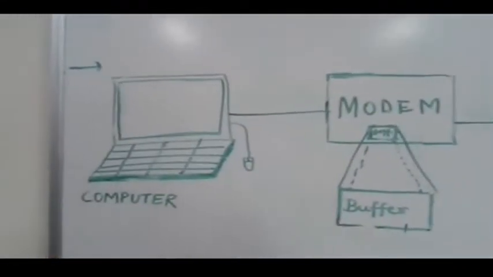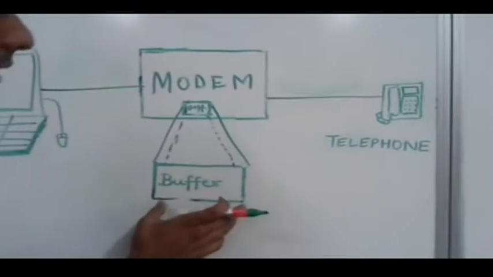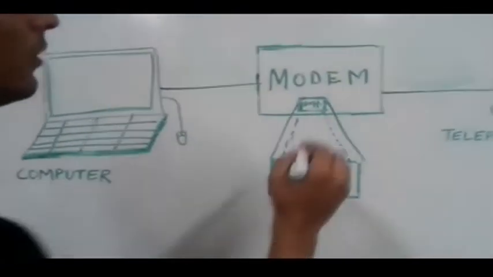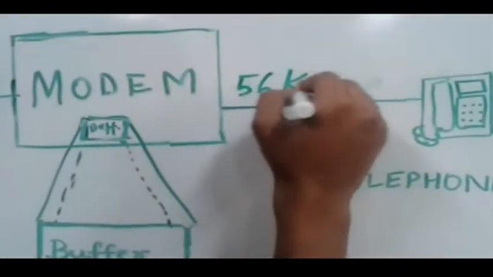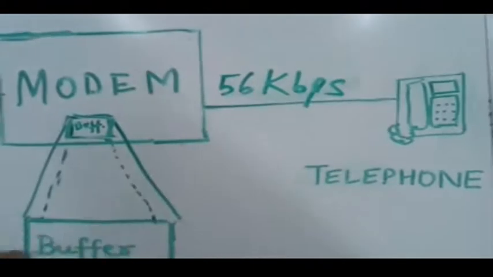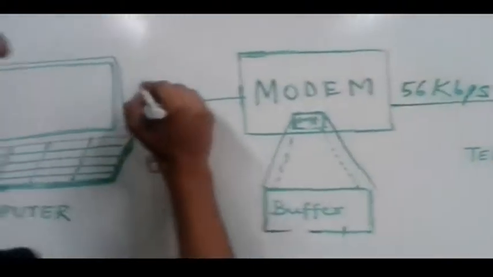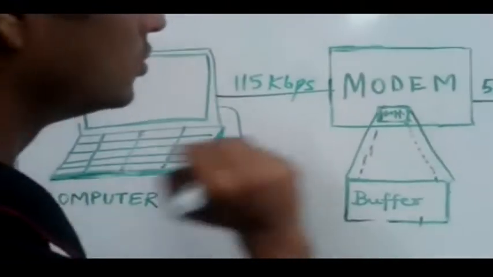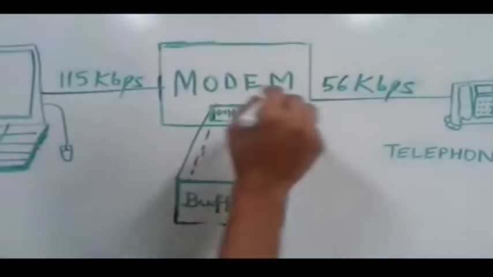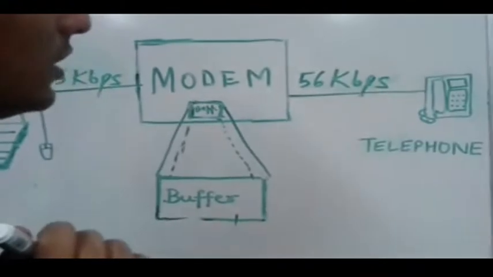Suppose this is a computer, this is a modem with a buffer space, and a telephone. This is a telephone line. Now consider that the modem has a maximum transferring capacity of 56 kbps and the computer is sending data to the modem at a speed of 115 kbps. So there will be an overflow here and it won't function properly.